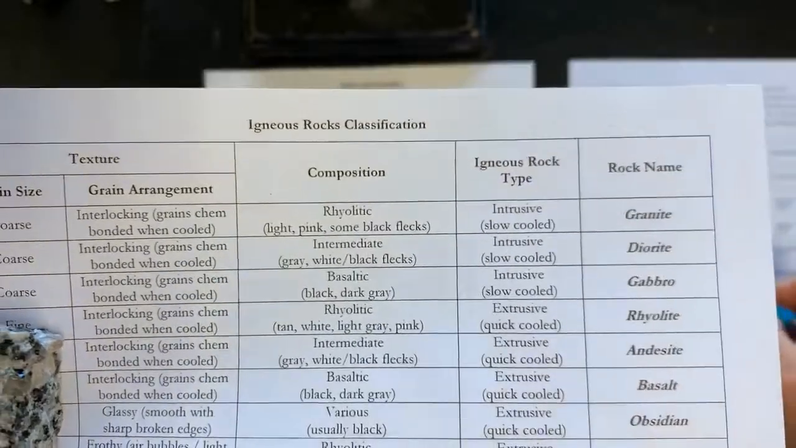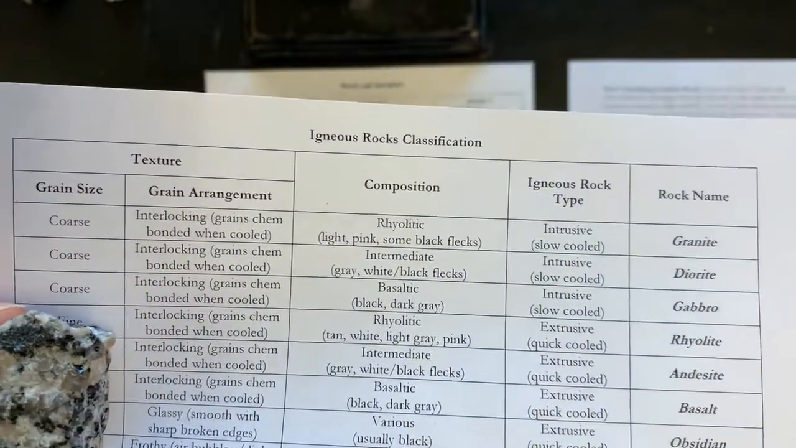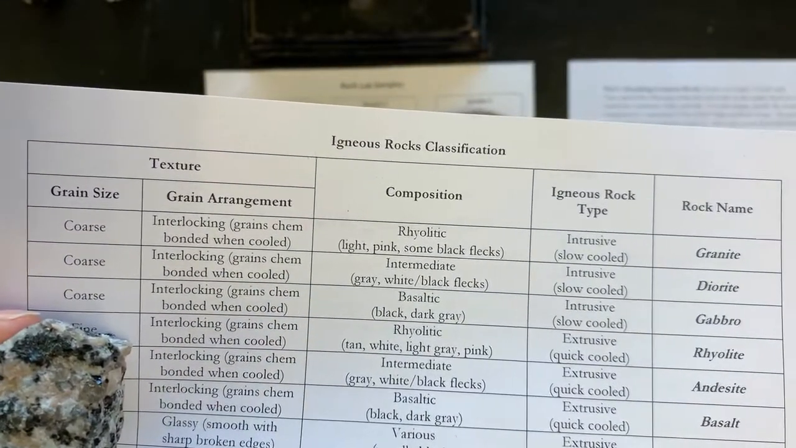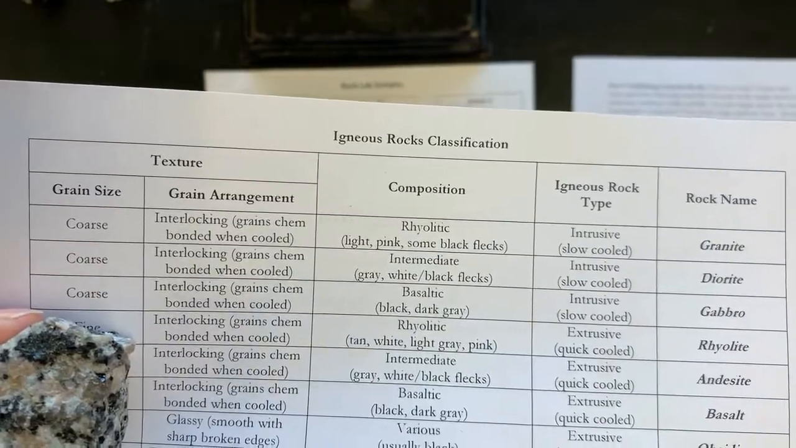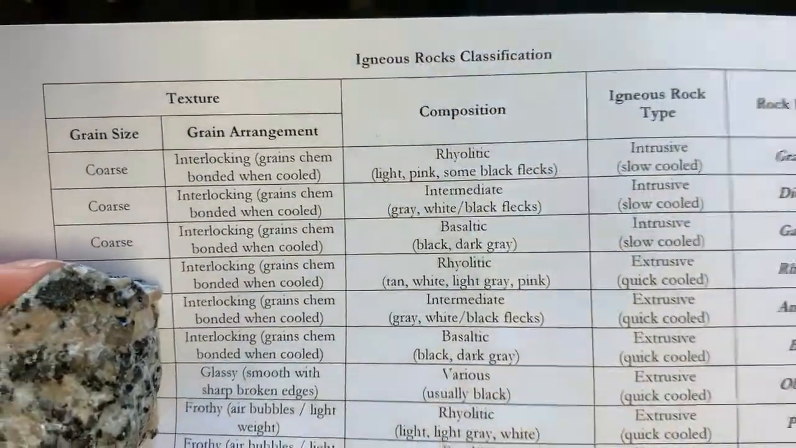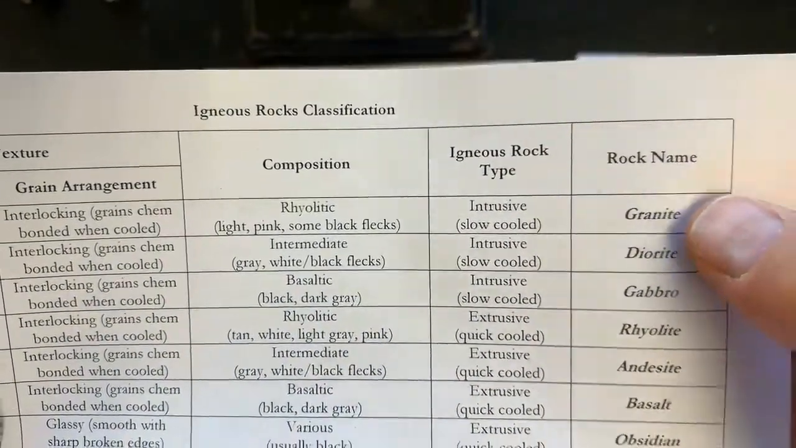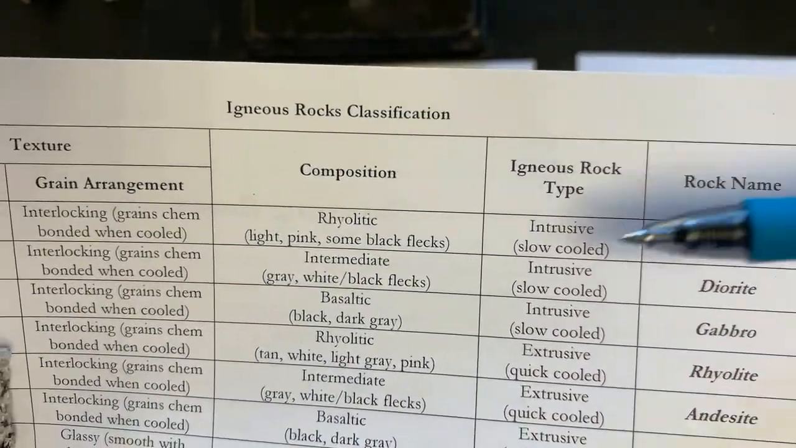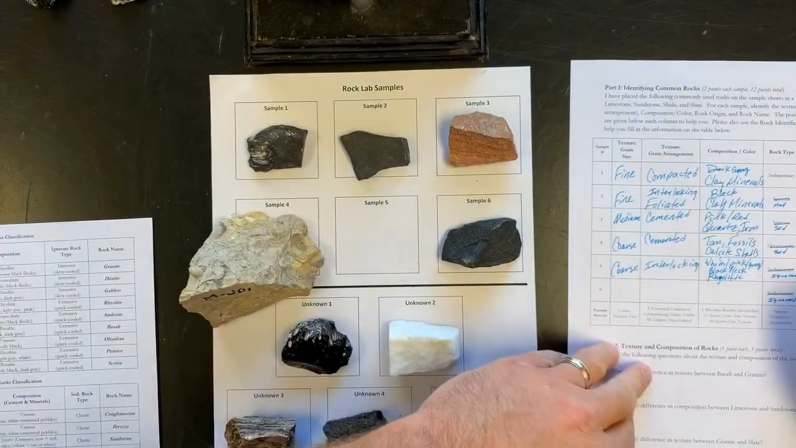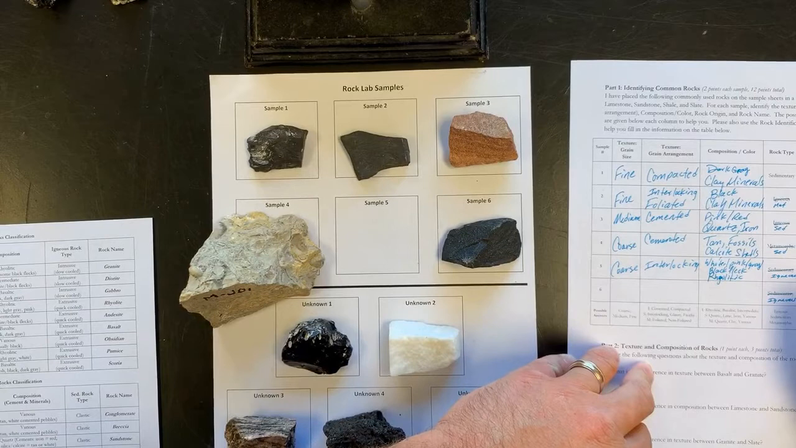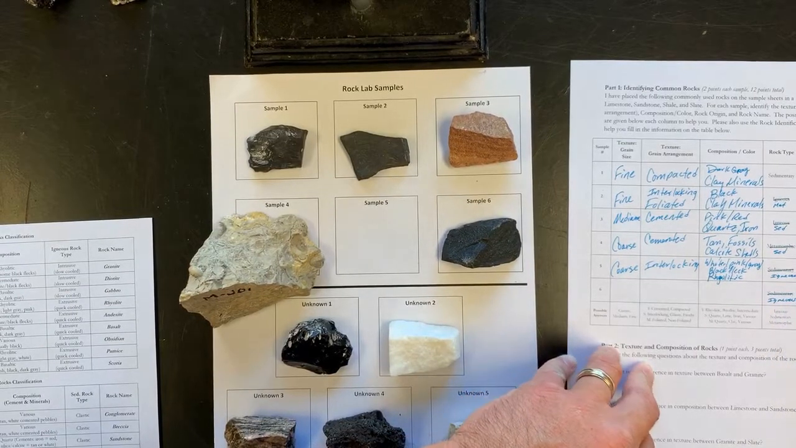So I'm going to write rhyolitic in for my composition. That's actually the name that they refer to the magma, rhyolitic magma. And rhyolite is a fine-grained version of this rock, which is called granite. See that its origin is intrusive or slowly cooled. So for rock origin, I'm going to write intrusive. And for the rock name, granite.